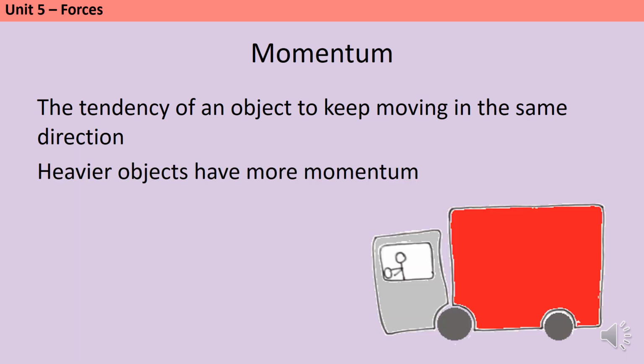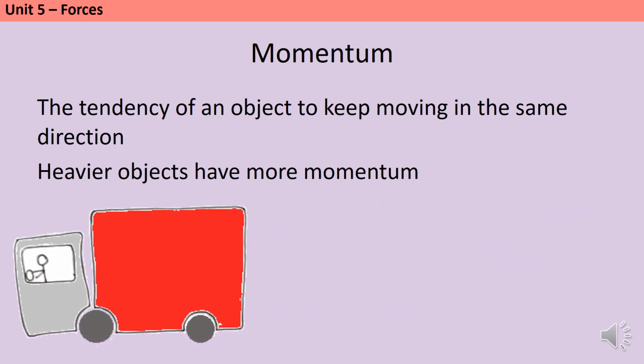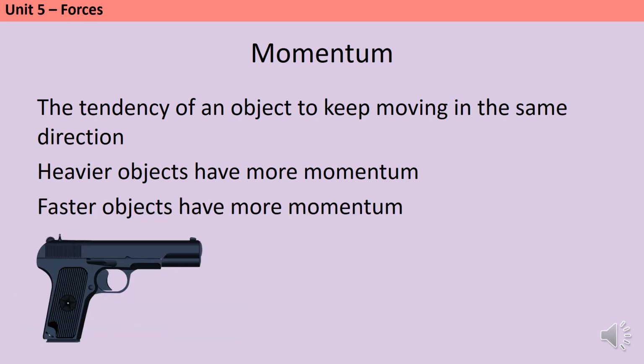There are two things that will influence the amount of momentum that an object has. Heavier objects, like this lorry here, have a lot of momentum, and so therefore it's harder to slow them down. That's why lorries have to have much better brakes than cars. The other factor is velocity. Faster objects have more momentum. So this speeding bullet, even though it's quite small and has quite a light mass, because it's travelling so quickly, has a lot of momentum.